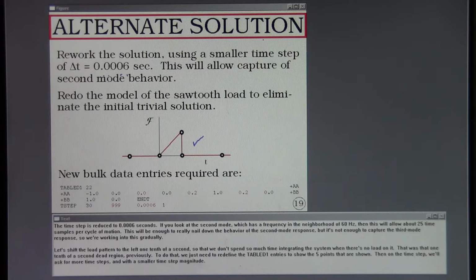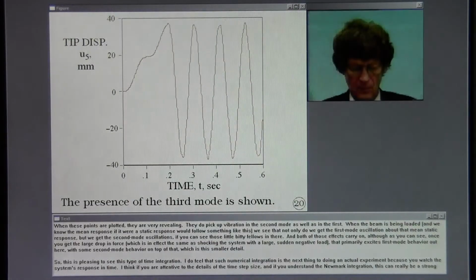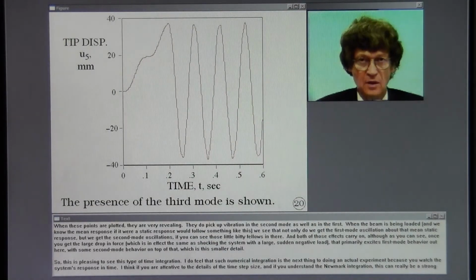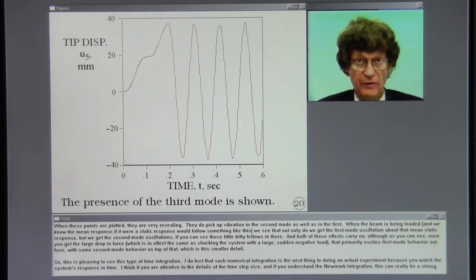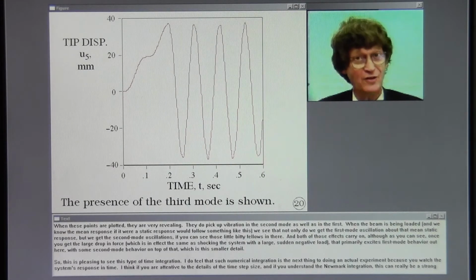To do that, we just need to redefine the table D1 entries to show the 5 points that are shown. Then on the time step, we'll ask for more time steps and with a smaller time step magnitude. When these results are plotted, they are very revealing, and they do pick up free vibration in the second mode as well as in the first.